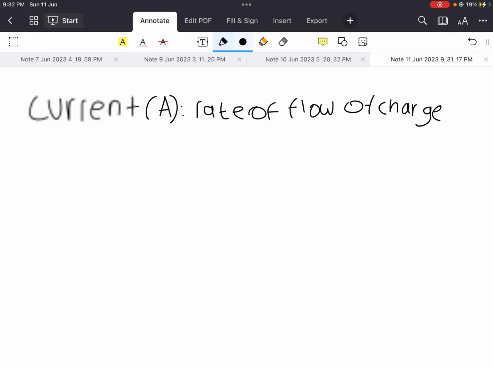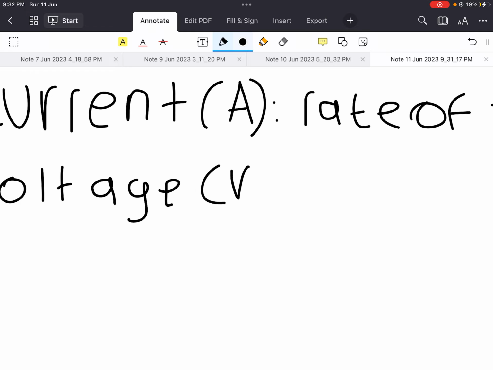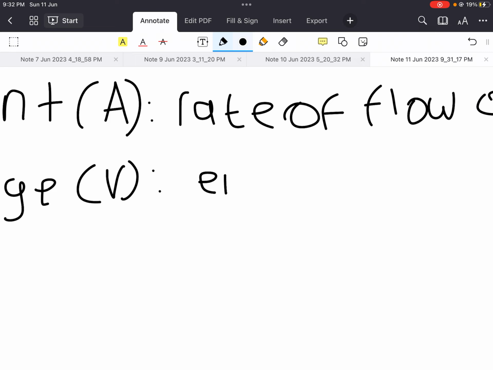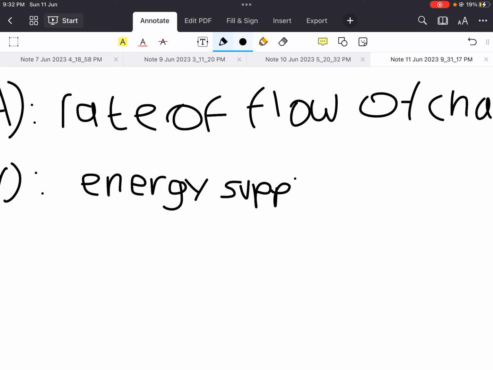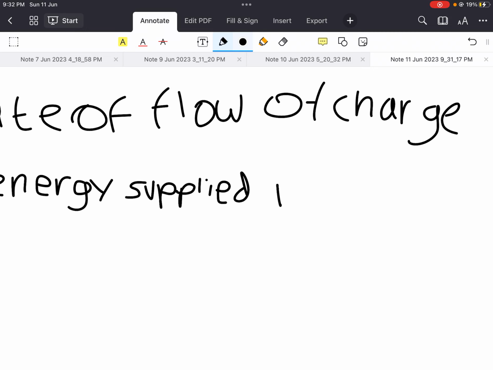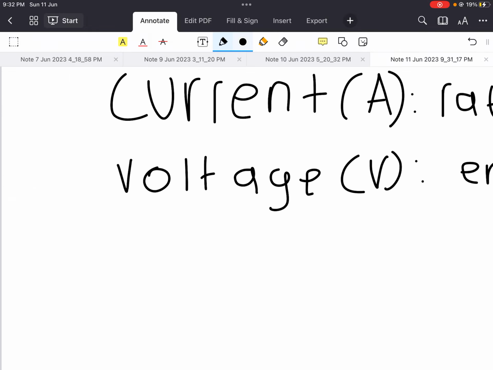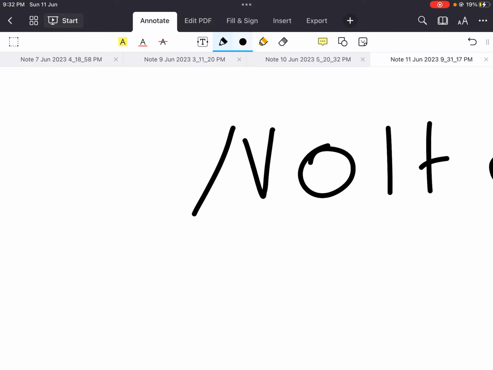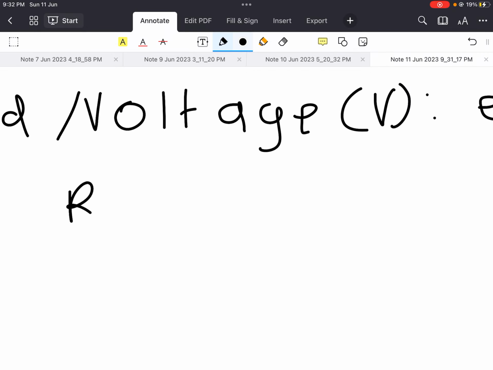That is current. And then next up you have voltage. Voltage is measured in volts, which is shown as V, and it is the energy supplied per unit charge. Voltage is also known as potential difference. It's the same thing. PD.